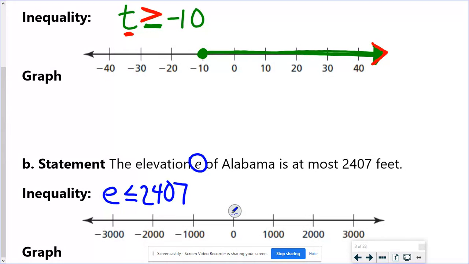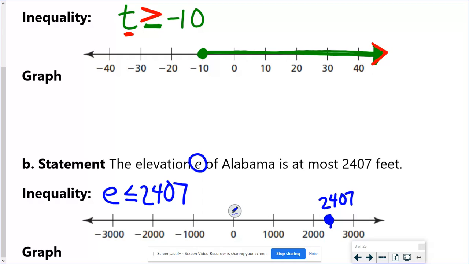So we might have to kind of estimate where this would be. This is going to be not quite halfway between 2,000 and 3,000, so we're going to say about there. And if it's a number that's not labeled, I would usually label that. 2,407 is what I would have right there. Because it could be exactly equal to that height, I would use a filled in circle.